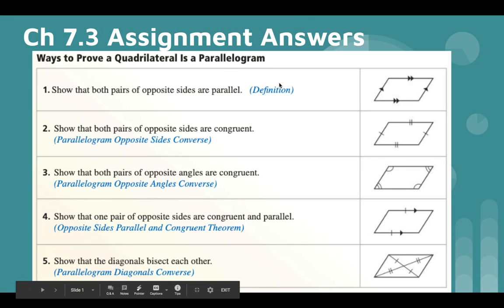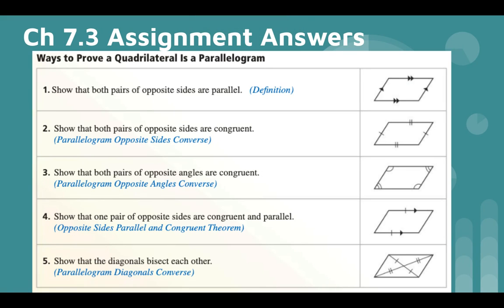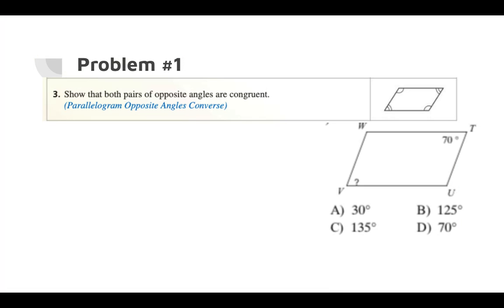If this rule applies to a figure, a quadrilateral, then we can prove that it is a parallelogram, meaning the opposite sides are parallel and equal in measure. So let's go ahead and start with number one.